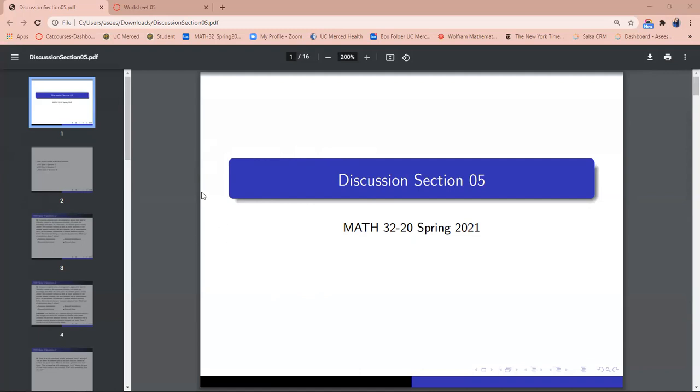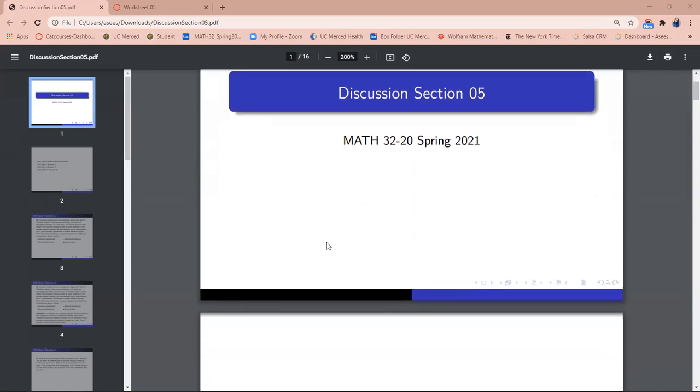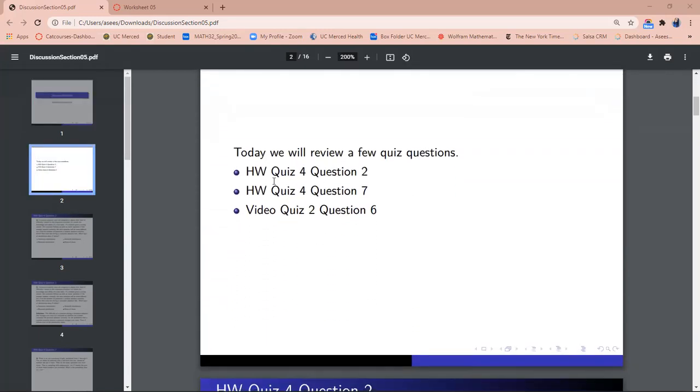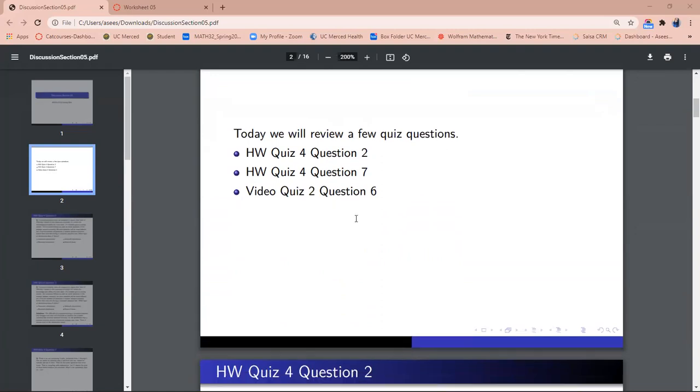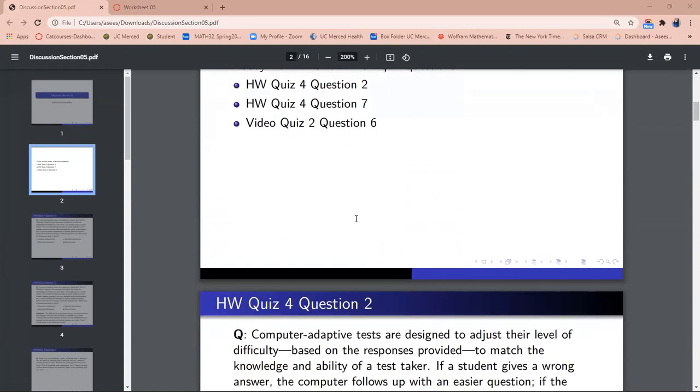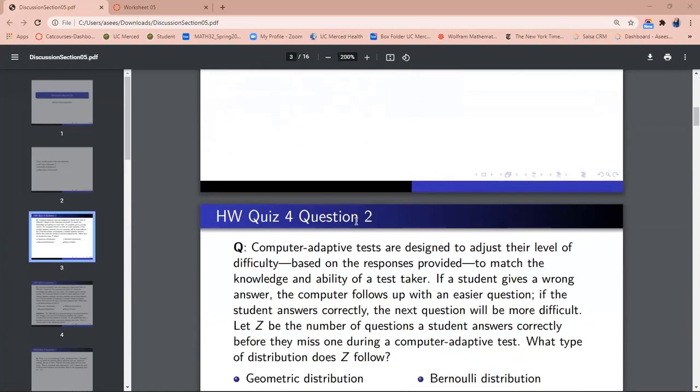All right. So now we're going to go over a couple of questions. These are the specific quiz questions that most of you got wrong. So let's look at homework quiz 4, question number 2.